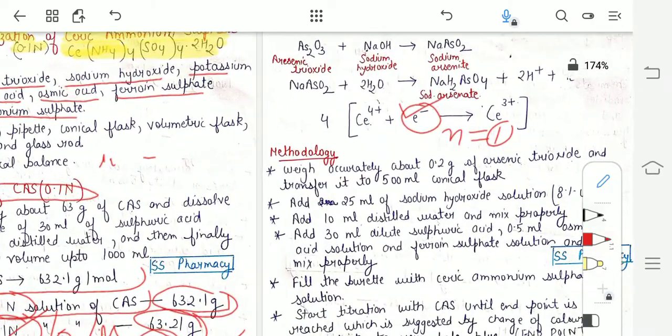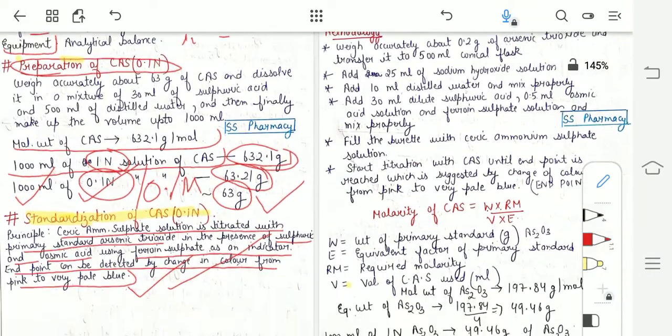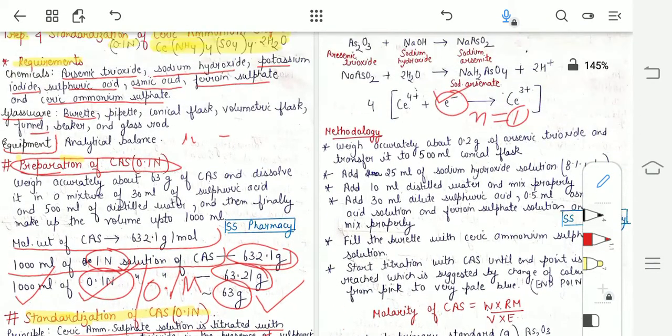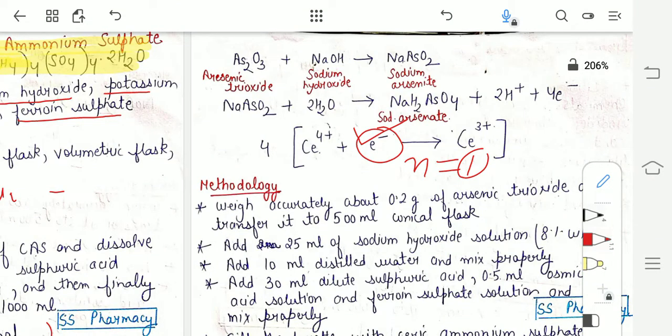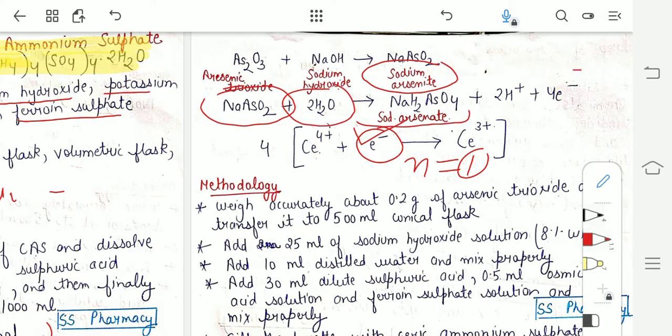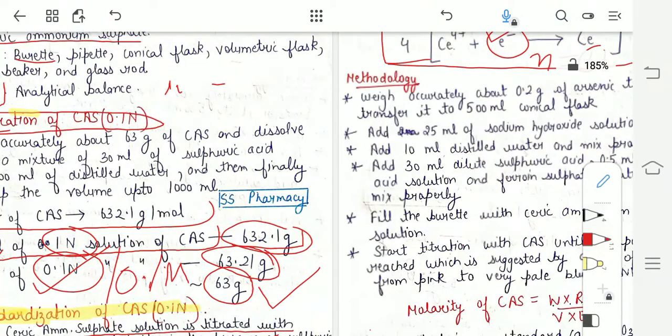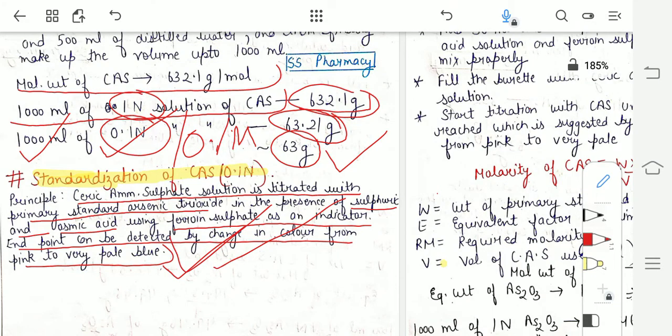So what is our arsenic trioxide? It is our primary standard. In the presence of it reacts with sodium hydroxide to form sodium arsenite. This sodium arsenite in the presence of water forms sodium arsenate with the release of 4 electrons. This is just the general reaction which takes place whenever we add all our reagents.